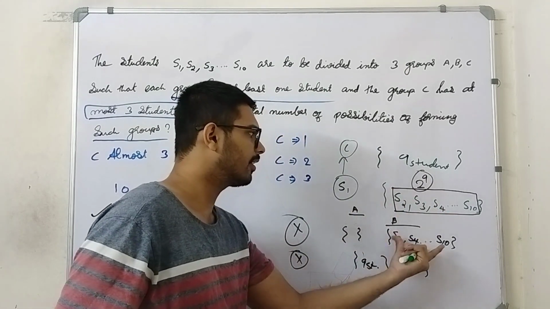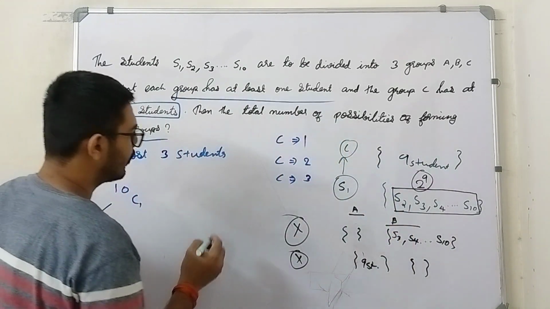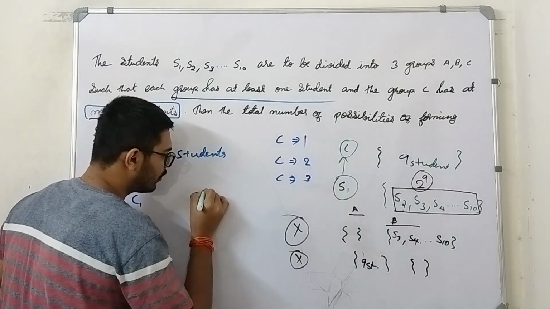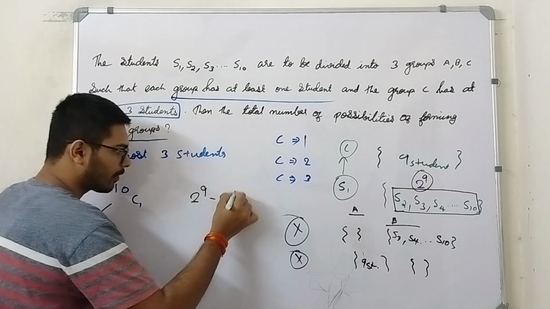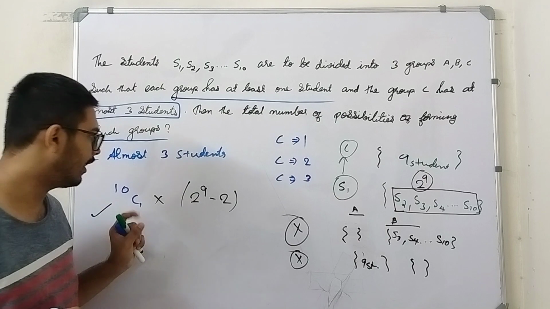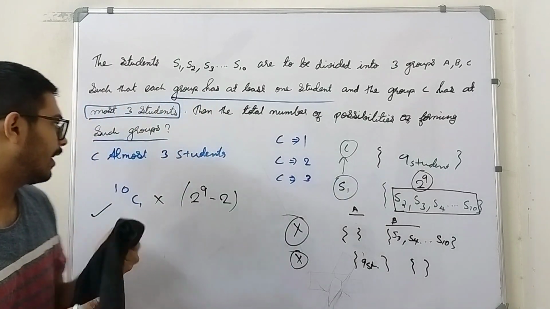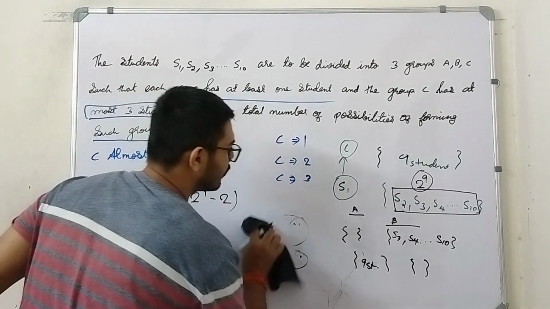The same thing will be happening here. So the number of possibilities of arrangement of A and B is 2 raised to 9 minus 2. So we need to multiply these two. This is the condition if C has only one student. Now, if C has two students, what will be the answer?